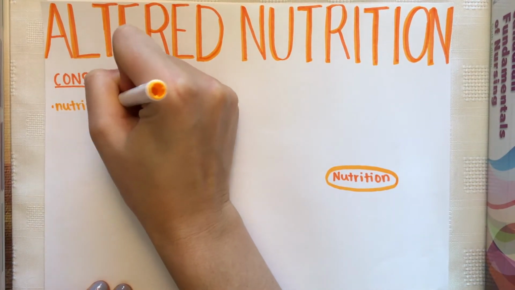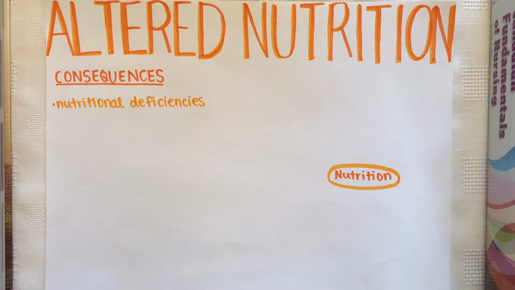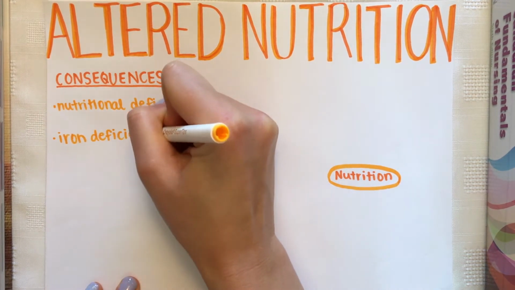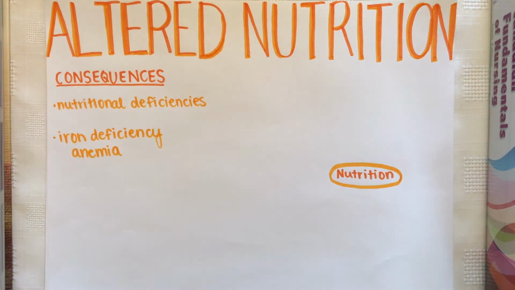Some consequences of untreated peptic ulcer disease include nutritional deficiencies, where peptic ulcers will decrease the surface area of the GI tract, altering the absorption of key nutrients. Also, iron deficiency anemia can happen from peptic ulcers causing GI bleeds, which can deplete the body's iron stores when trying to replace the lost blood. This is especially dangerous if the bleed goes unnoticed for long periods of time.